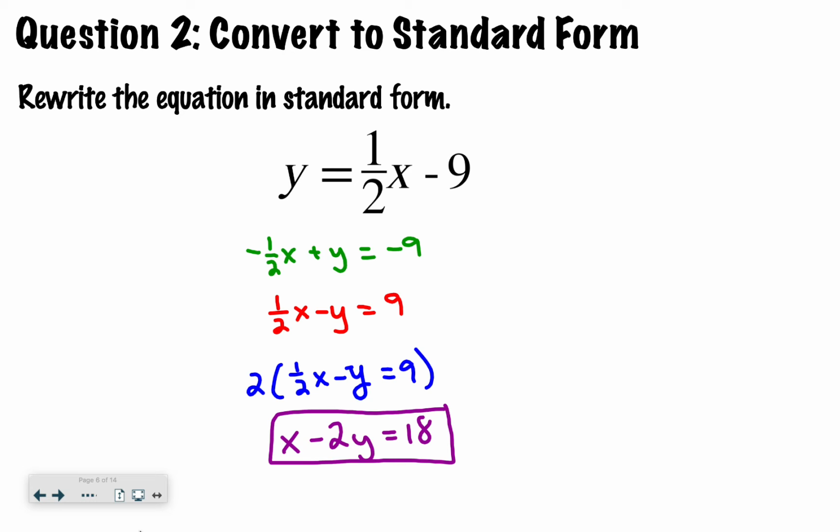Okay, so for this problem, hopefully you ended up with x minus 2y equals 18. The first thing I did was I subtracted 1/2 x to the left side of the equal sign. And then I saw that my A term, that negative 1/2, was negative. So I changed the sign of everything. So it became a positive 1/2 x, a negative y, and a positive 9. And then I multiplied everything by the number that was in the denominator, which was 2. And then when I did that, I ended up with x minus 2y equals 18.